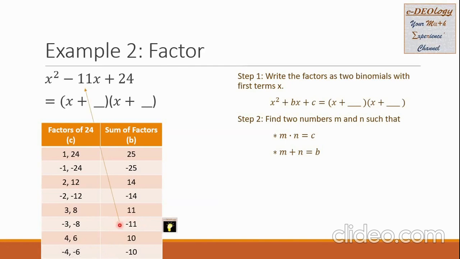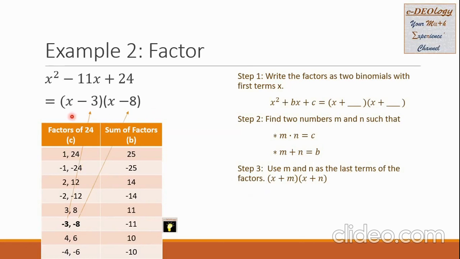We can see now that this negative 11 as the sum matches our value of b. So it means we're going to use the m and n as the last terms of the factors. That is step 3. This negative 3 and negative 8 are our m and n respectively. So we're going to put these two values on the blanks. So this is now our binomials: x minus 3 times x minus 8.